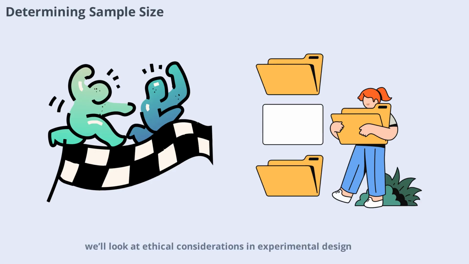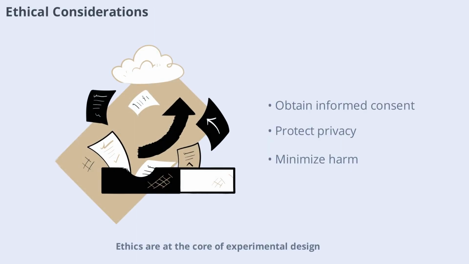Next, we'll look at ethical considerations in experimental design. Ethics are at the core of experimental design, especially when working with people or animals. Researchers must obtain informed consent, protect privacy, and minimize harm. Ethical review boards evaluate study protocols to ensure that experiments meet established standards. Transparency and respect for participants are essential for maintaining public trust in science.